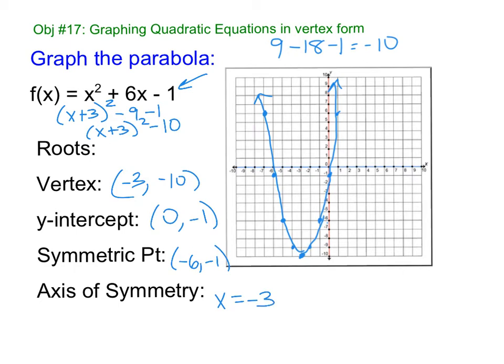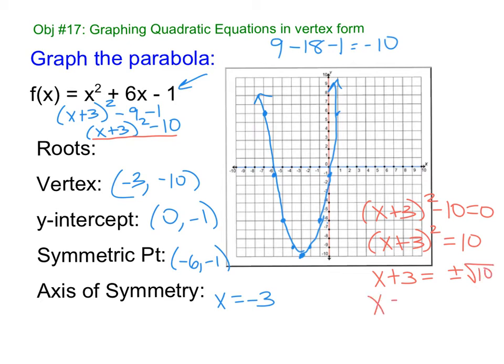And again, I don't know my roots, so I'm going to solve. You could either solve this or you could do the quadratic formula. If you just did negative b over 2a and plugged in, you can do the quadratic formula, or you could do x plus 3 squared minus 10 equals 0. I'm going to do that because I think that's easier. So x plus 3 squared equals 10, square root of both sides, plus or minus root 10, subtract 3. If you do the quadratic formula, you should get the same answer. And that's it.